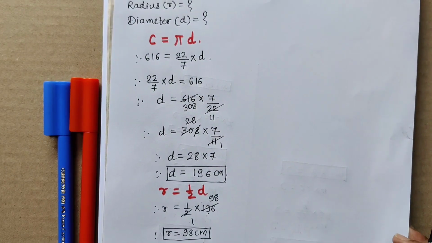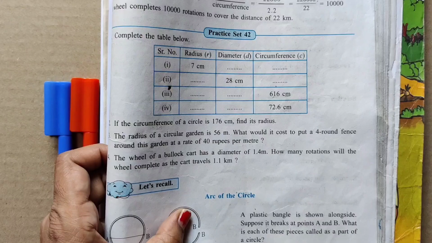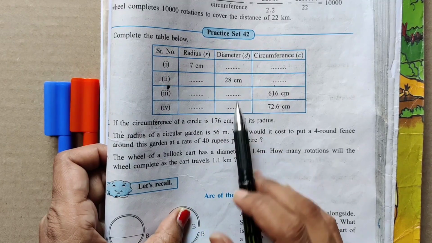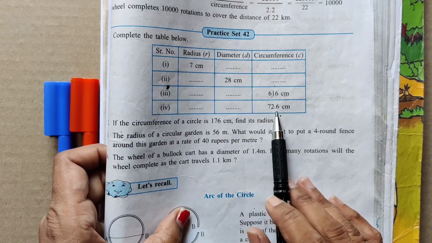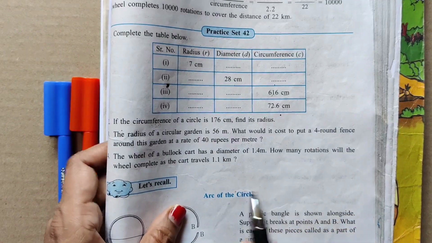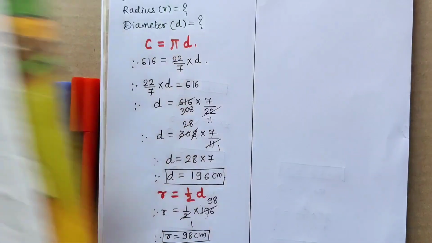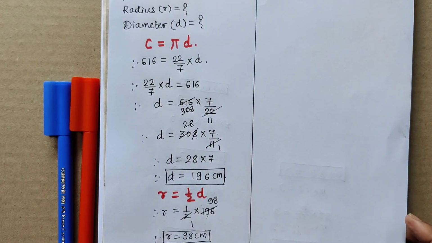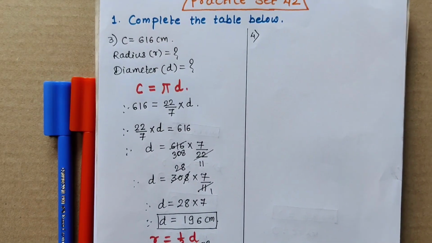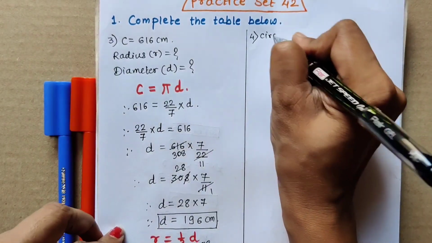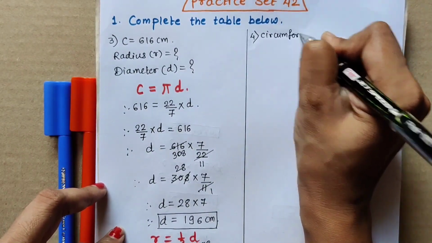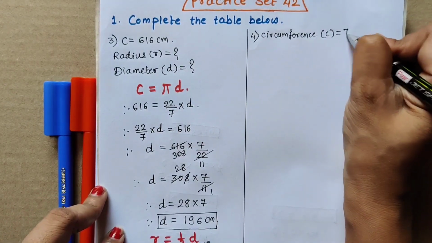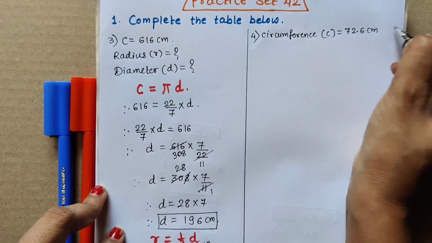Now let us solve the last sum. From our table, again we have to find radius and diameter, and the circumference is given as 72.6. So let us solve by the same method as we solved the third sum. We are given the circumference C is equal to 72.6 centimeter. This we can write as given.